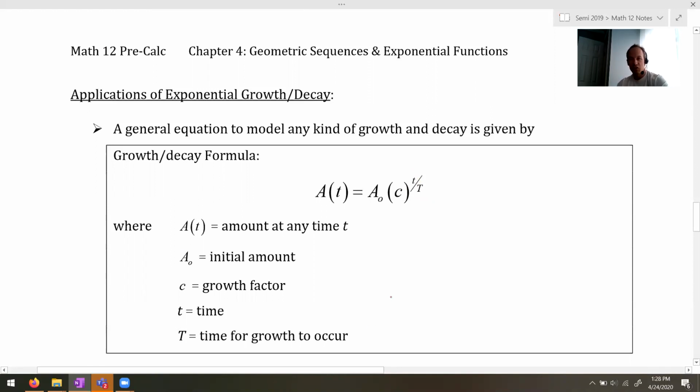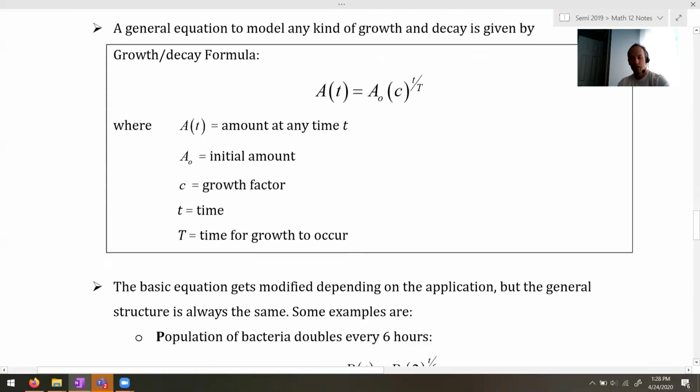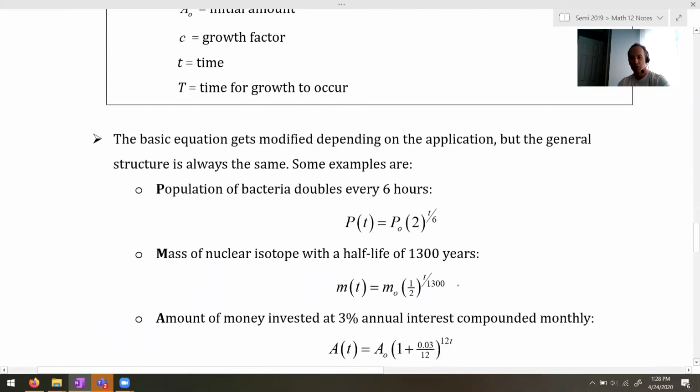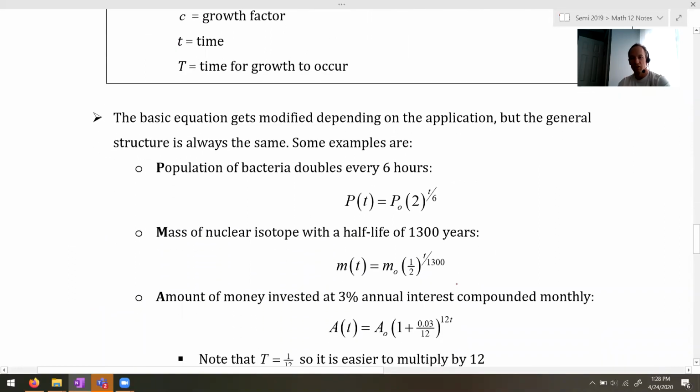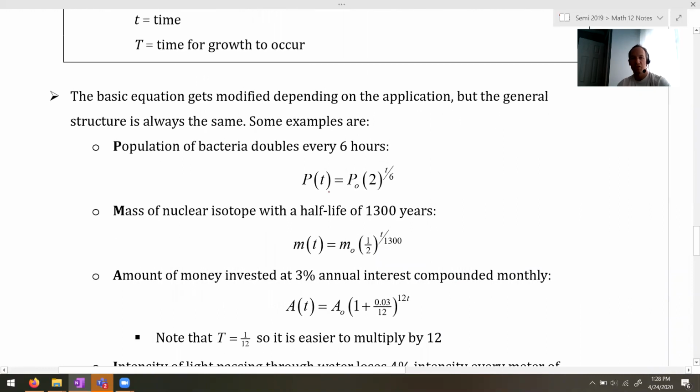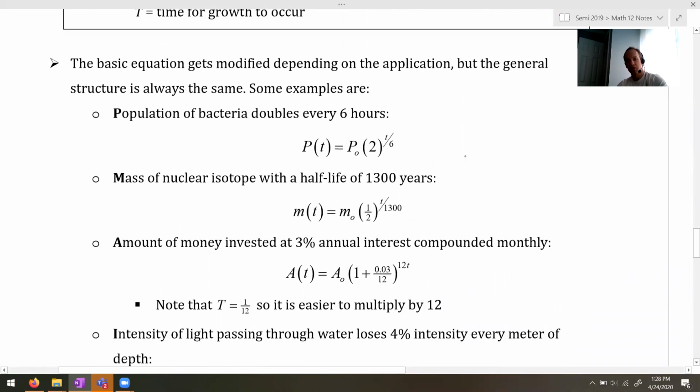So this is a general structure here. You don't have to memorize a bunch of different formulas if you just understand this one basic thing. Now, the way this is going to look is going to be totally different, but if you notice, there's a lot of similarities between all of these examples. So the basic equation does get modified on whatever the application is, but just check out these sample equations and just see how they're similar.